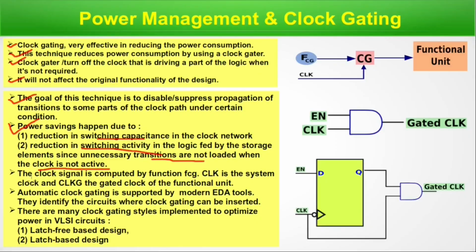Here, clock is the system clock and clock G is the gated clock of the functional unit. This is the system clock, this is the logic, and what is output? That is gated clock. Clock gating is happening and gated clock is going to functional unit. Automatic clock gating is supported by modern EDA tools. They identify the circuits where clock gating can be inserted. EDA tools are equipped with this feature because it's a necessary feature.